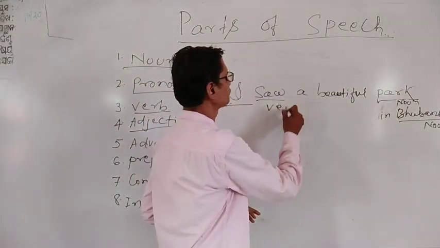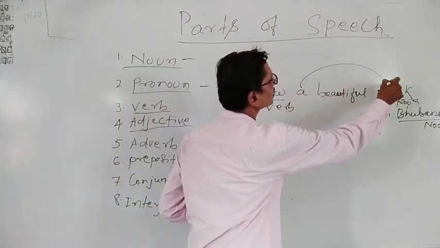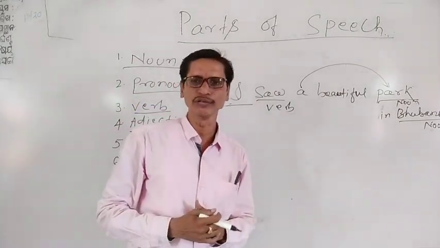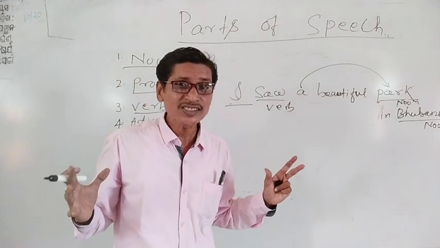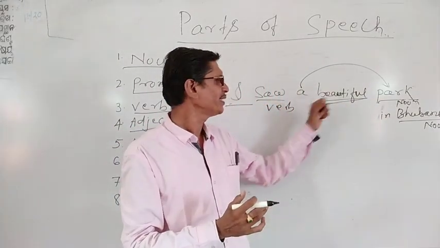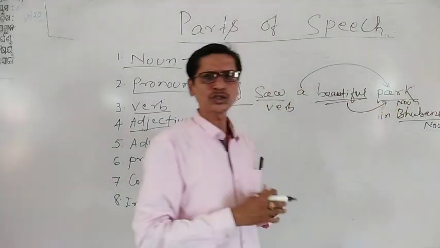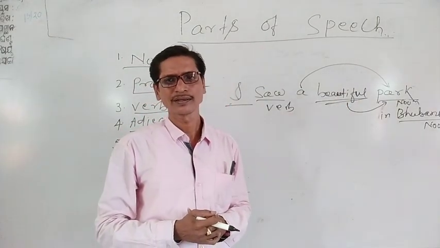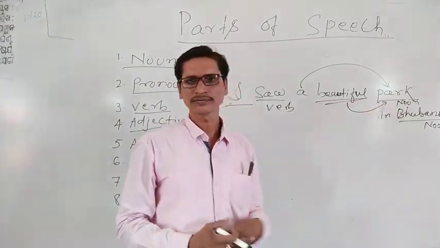So this is verb. What I saw? I saw a park. Where did I see? I see in Bhubaneswar. What type of park? The park is beautiful. So here this word beautiful is talking more about the park. This one is attributing the noun park.